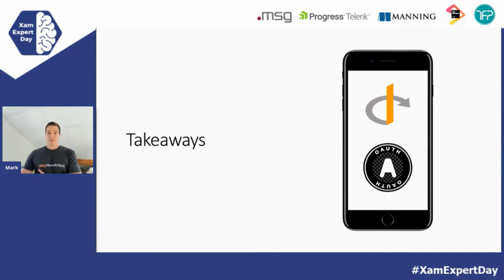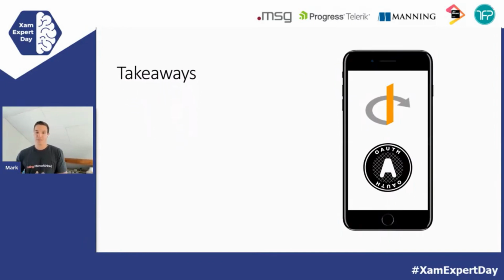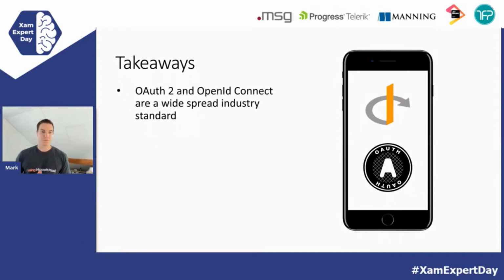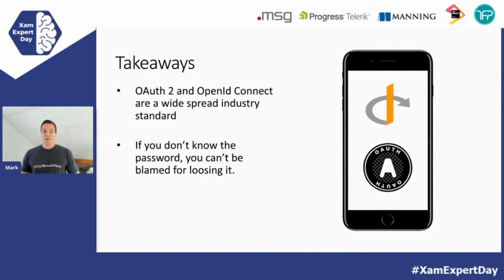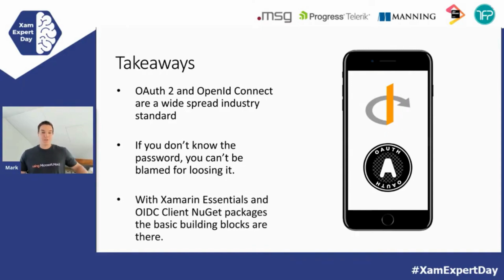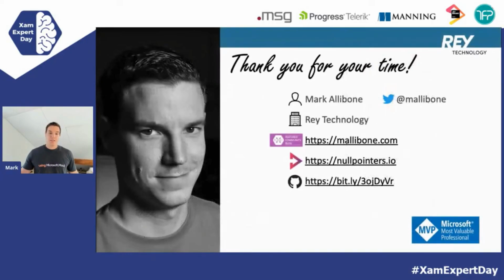So, some takeaways. I'm running out of time here, and I know that the next session will be really cool. I'm looking forward to that one too. So OAuth 2 and OpenID Connect are an industry-wide standard, so I think they're really cool to be trusted. If you don't know the password, you can't lose it. So I think that's a good thing. And with Xamarin Essentials and the OIDC client NuGet packages, you basically are set to go. And that's about it for me.